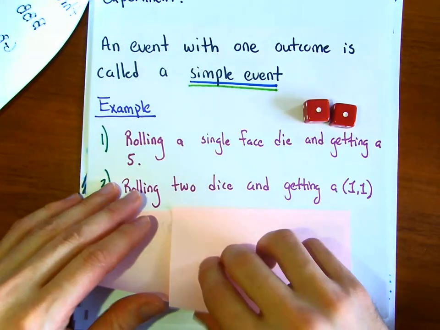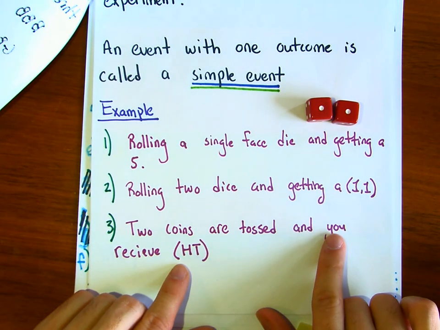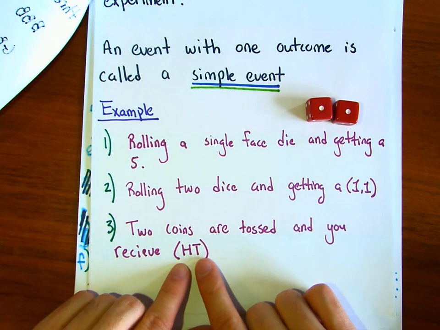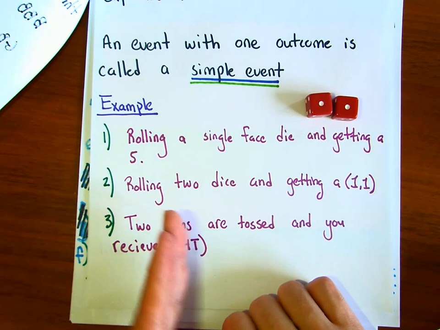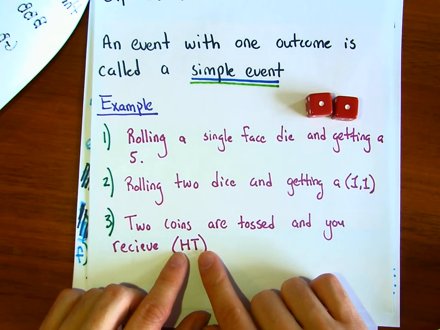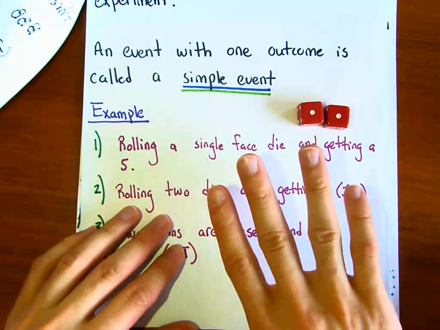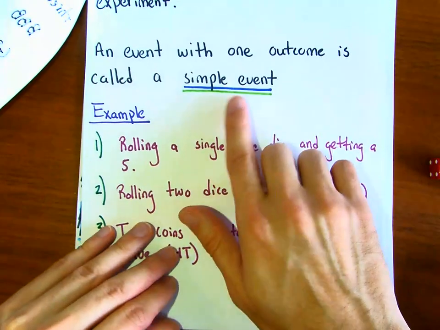Let's look at another example. If 2 coins are tossed and you receive a heads tails. So the only way you could satisfy the condition of first getting a heads and then getting a tails is if this were to occur. Okay? So now I could tell maybe this may be shaky. Let's look at the next one. This is a simple event.